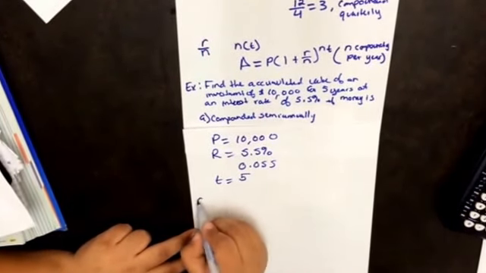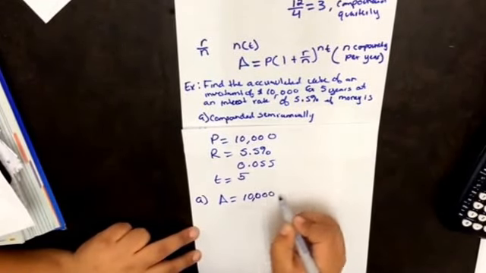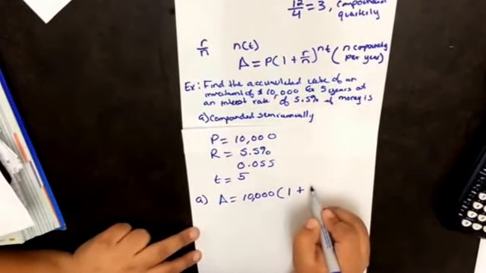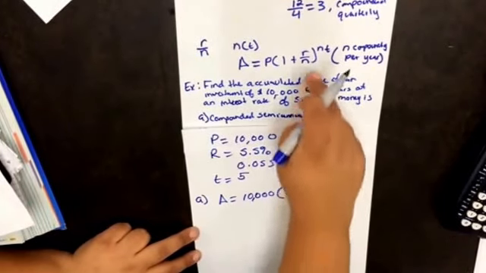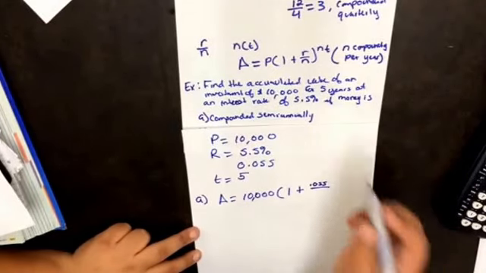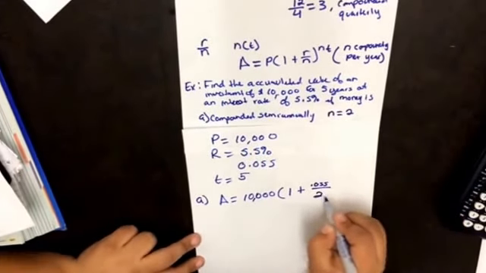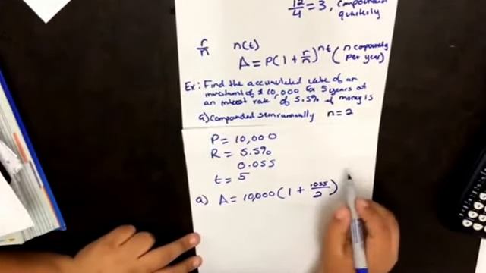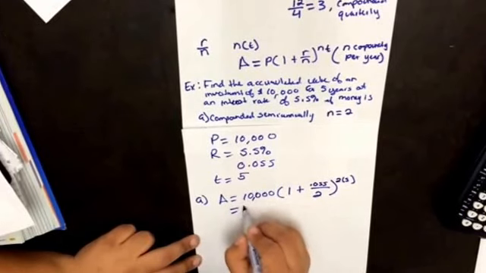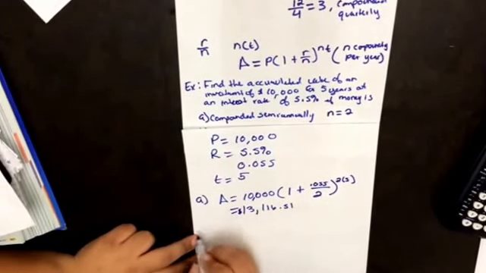So then for A, A equals 10,000 times 1 plus your rate, which is 0.055, divided by n. Since we are talking about compounded semi-annually, then n equals 2, twice a year. So divided by 2, to the 2 times 5. When you plug it into your calculator, you should get $13,116.51.